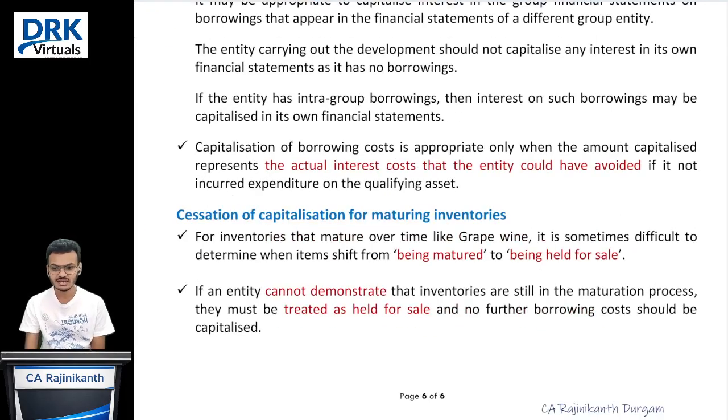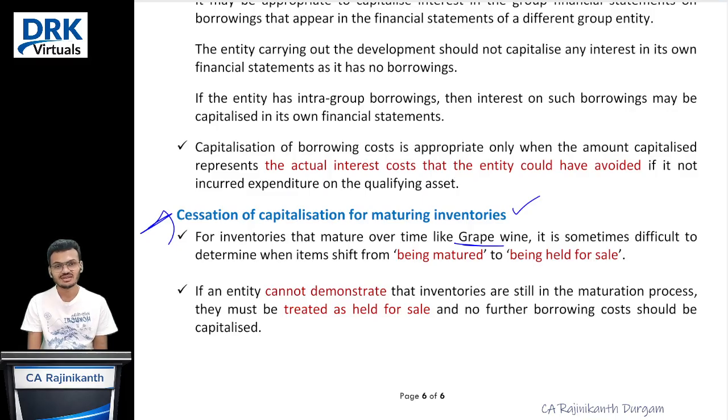The next one is cessation of capitalization for matured inventories. Some kinds of inventories like grapevine and whiskey take a long period of time to become mature. In fact, it is difficult to determine the point of time at which the maturation process is completed. If the entity can demonstrate that the maturation process is still in progress, we can continue to capitalize the borrowing cost. Otherwise, we should stop the capitalization of borrowing cost. That is what the standard is saying.